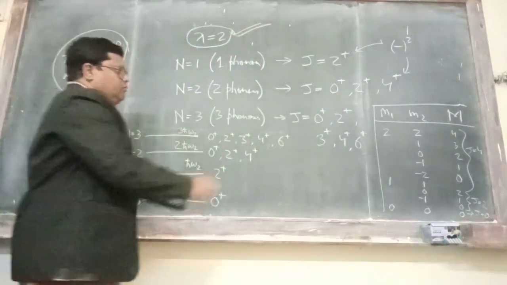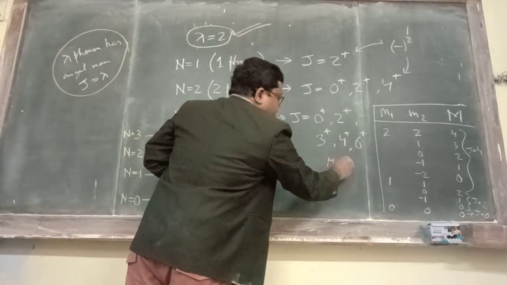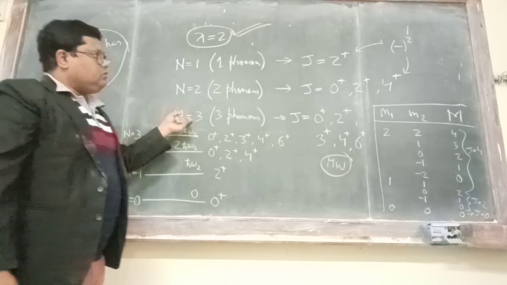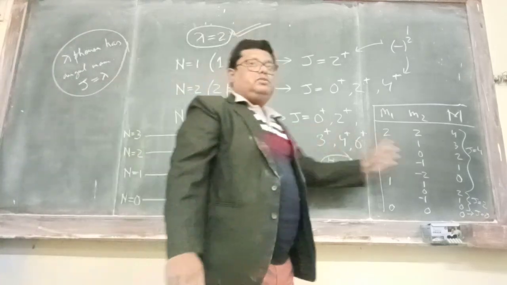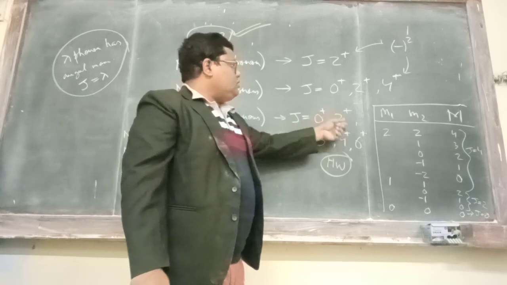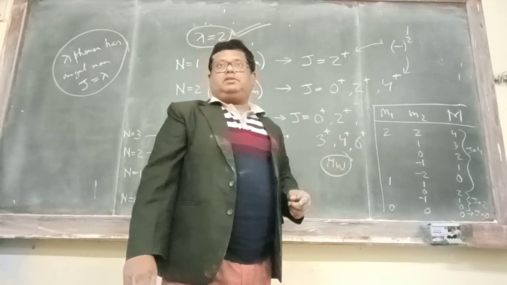Now this is for homework. You will do this at home and show it to me in your next class. For n is equal to 3 phonon case, using the M scheme, we are getting J is equal to 0 plus, 2 plus, 3 plus, 4 plus and 6 plus.